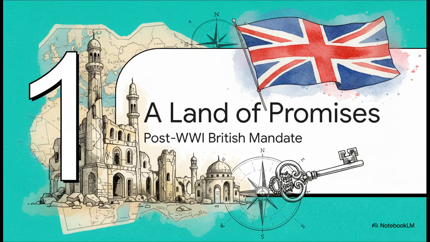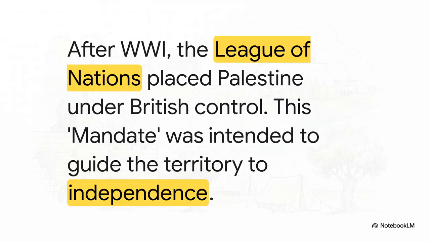All right, let's set the scene. Our story really kicks off right after World War I. The Ottoman Empire, which had controlled the region for hundreds of years, had just collapsed. And into that power vacuum steps a new major player, Great Britain. So the League of Nations comes up with the British Mandate for Palestine. Now, on paper, the goal was simple: guide the territory towards its own independence.